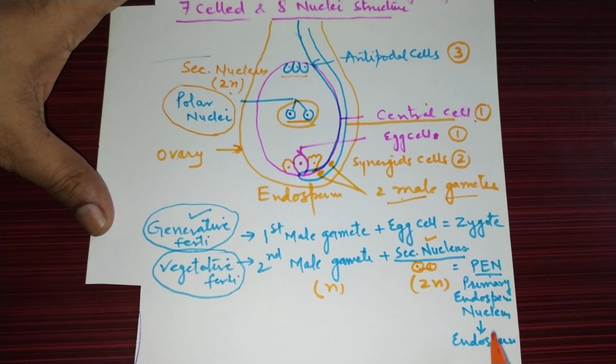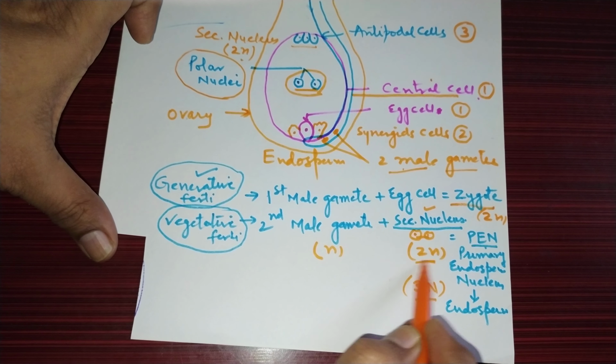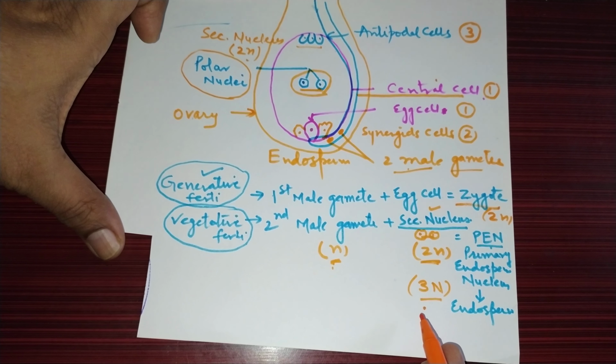First is generative fertilization, which produces the zygote. This is diploid, 2n. And the vegetative fertilization produces PEN. PEN is a triploid structure. It has 3n. It's again an important question. PEN is triploid. How? 2 polar nuclei 2n plus 1 male gamete n. So they form the triploid structure.